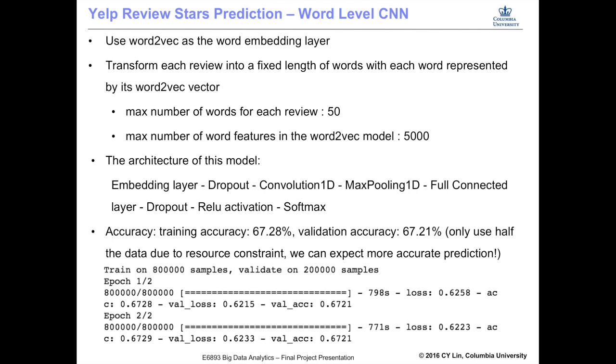So the accuracy we achieved using these algorithms, both training and validation accuracy, is about 67%, and notice that we only use half the data due to resource constraints, and we can expect more accurate prediction given more data and computing power. The given image shows the training phase. We use two approaches, and we also provide the value of entropy loss here.